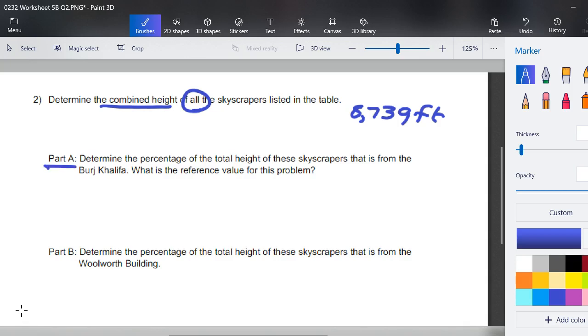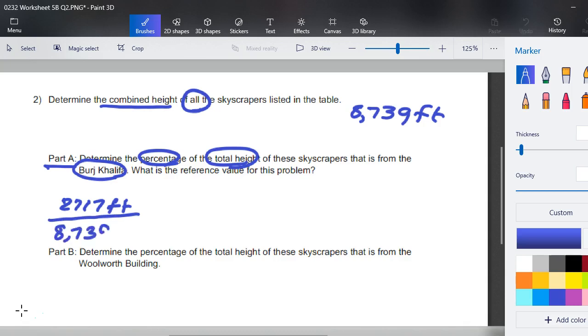Part A, determine the percentage of the total height of these skyscrapers that is from Burj Khalifa. Well, the Burj is 2,717 feet, and it says to determine the percentage of the total height. And so this is the total height. And so the percentage of that, so one tower is a third of the total height of all of the towers. And then it finishes with part B.